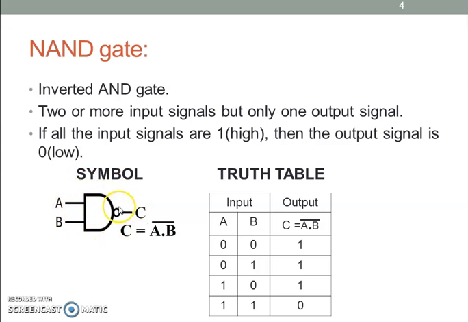This is the symbolic representation for the NAND gate: an AND gate followed by a NOT gate. If A and B are the two inputs for the NAND gate, (A dot B) whole bar represents the output.